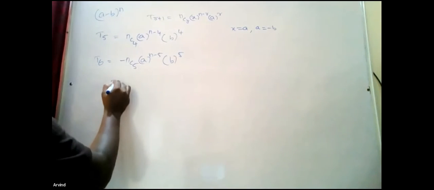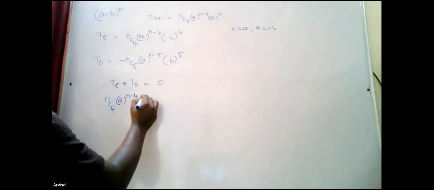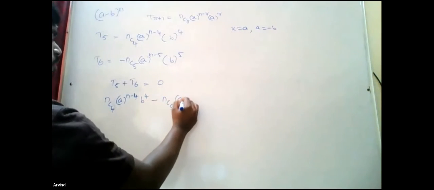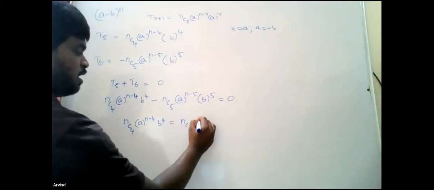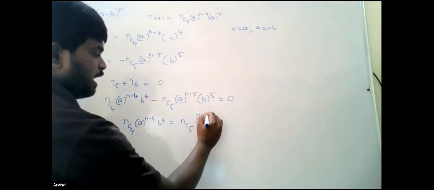So what they have said is, if you add both the fifth term and sixth term, it is equal to 0. So what is the fifth term? nC4, a to the power of n minus 4, b to the power 4, minus, here there is a minus, see. So that's why I have taken nC5, a to the power of n minus 5, b to the power 5 equal to 0. So this plus this equal to 0. I have just substituted. Since there is a minus, let's send it to the other side. So you will get nC4, a to the power of n minus 4, b to the power 4 is equal to nC5, a to the power of n minus 5, which I can write as a to the power of n minus 4 into a to the power of minus 1.